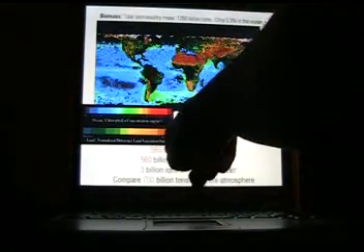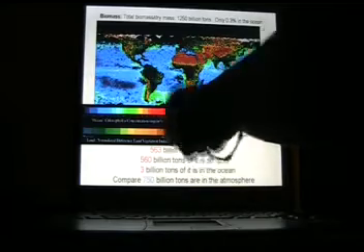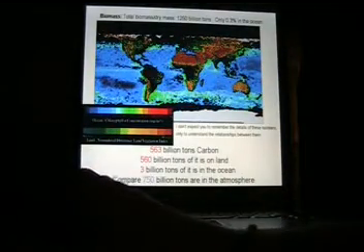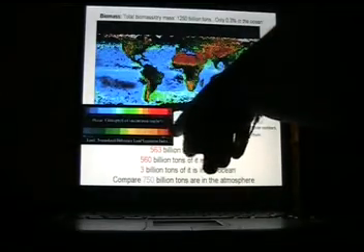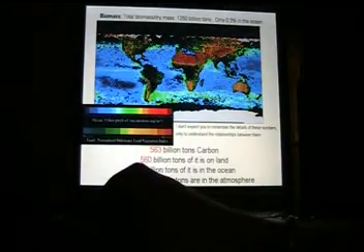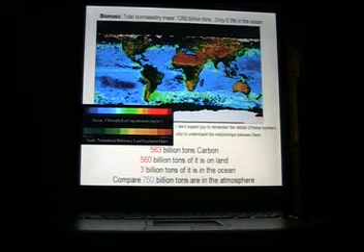Maximum vegetation, whereas the desert-looking colors, the browns, represent minimum. So you're not seeing much biomass in the desert, as you'd expect. It's not like there's a lot of trees and stuff there. So 563 billion tons of carbon. Of that, 560 billion tons of it is on land. Only 3 billion tons of it is in the ocean, in terms of the biomass. Compare 750 billion tons in the atmosphere.